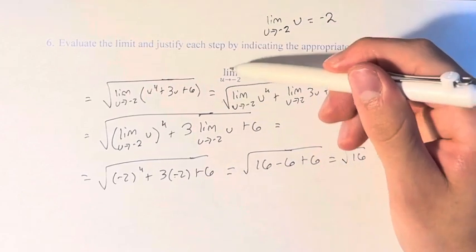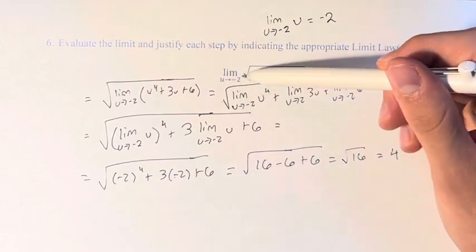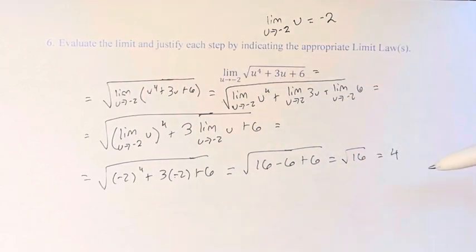So therefore, the limit as u approaches -2 of the square root of u to the fourth plus 3u plus 6 is equal to 4.